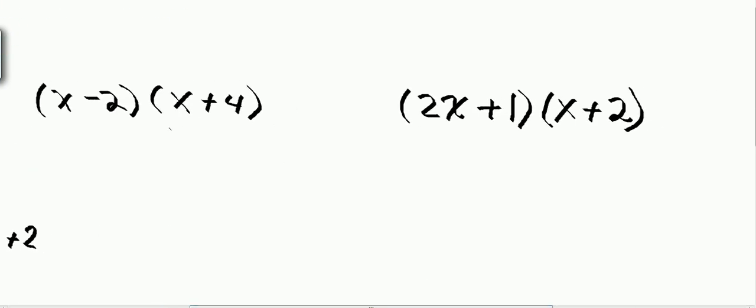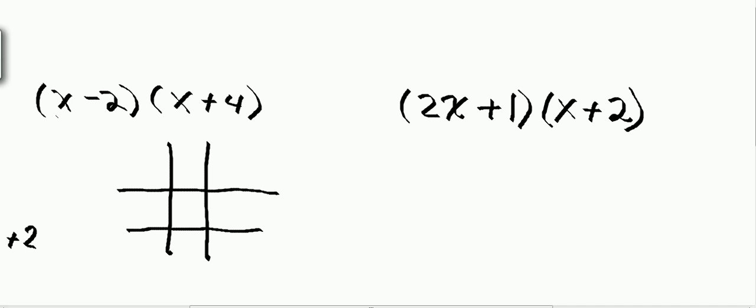Again, I start with a lattice, and I put my terms of my first polynomial vertically. So I'll put my x and my -2. Don't forget to carry the negative sign. And then I'll put my second polynomial horizontally, x and 4. And then I just multiply my rows and columns.